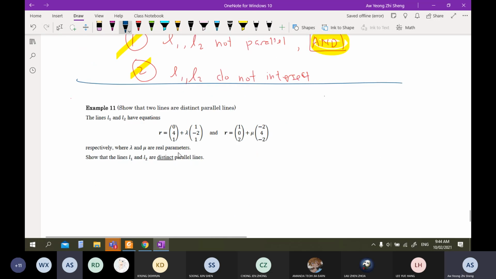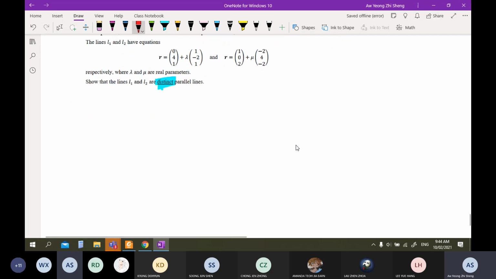Now, before I start doing this, let me tell you the idea first. They want us to show that L1 and L2 are distinct parallel lines. Here the question particularly mentioned the word distinct, which means they want you to show that not only the direction vectors are parallel, you have to also show that they are not coincident. You have to rule out the possibility of them being coincident. So the whole idea is this.